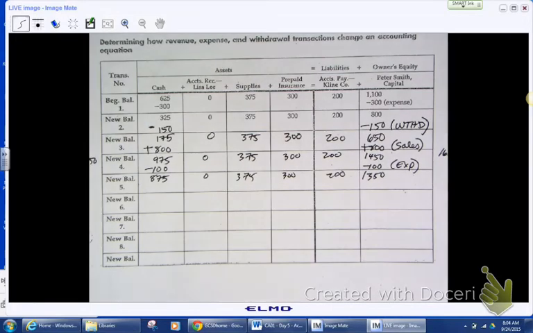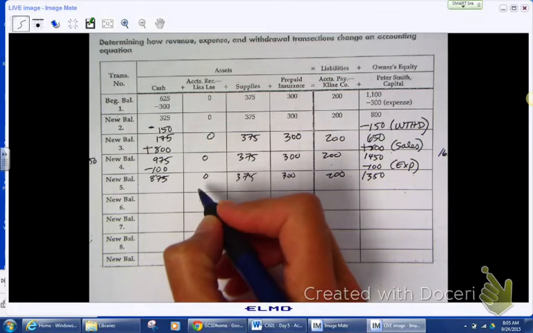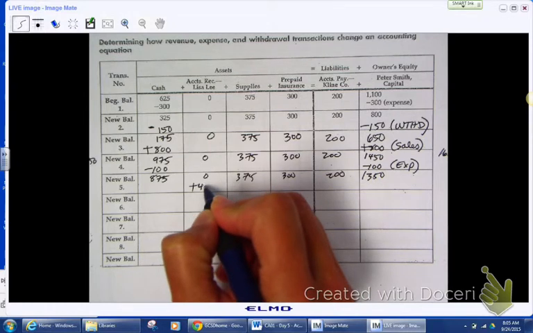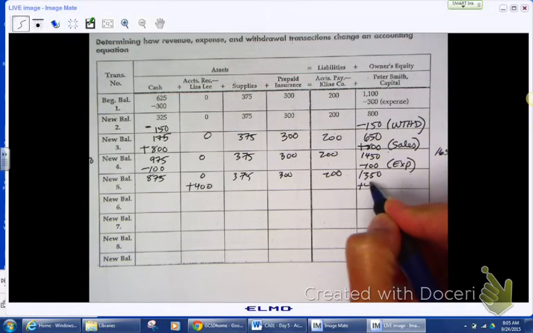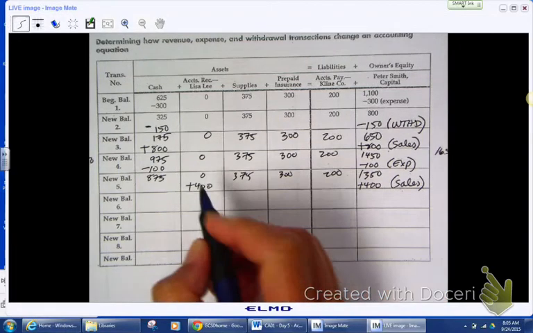Let's see. Devin. Sold services on account to Lisa Lee, $400. What are my two accounts that are affected? Accounts receivable, Lisa Lee, and added 400 to owner's equity under sales. Good. Perfect. Good, good, good.